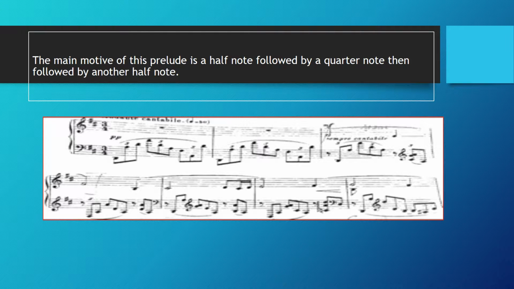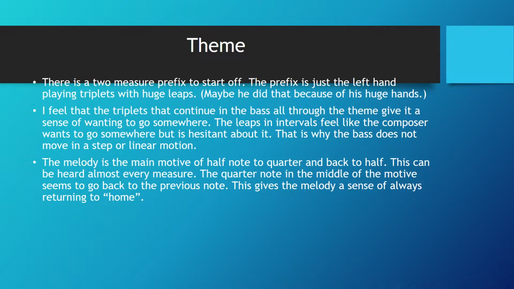Okay, so now on to the main motives of this piece. I found that the main motive of this whole prelude is that of a half note followed by a quarter note and back to another half note, pretty much going bum bum bum, and you can hear this motive throughout the whole prelude, with little alterations here and there, but it's almost the same thing.